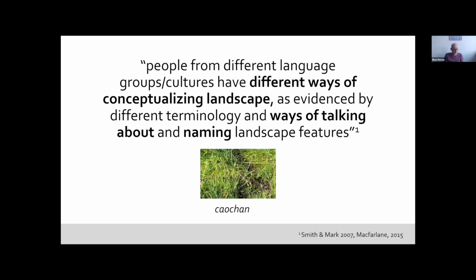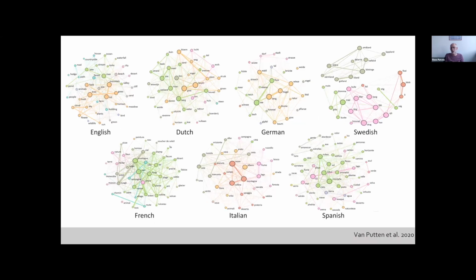If you want to go a bit further, though, than just looking at individual examples, you need to do some sort of systematic experiment. So with a bunch of colleagues, we did a systematic experiment where we asked people to list landscape terms. The method is called free listing. And we looked at the order in which those terms were listed.